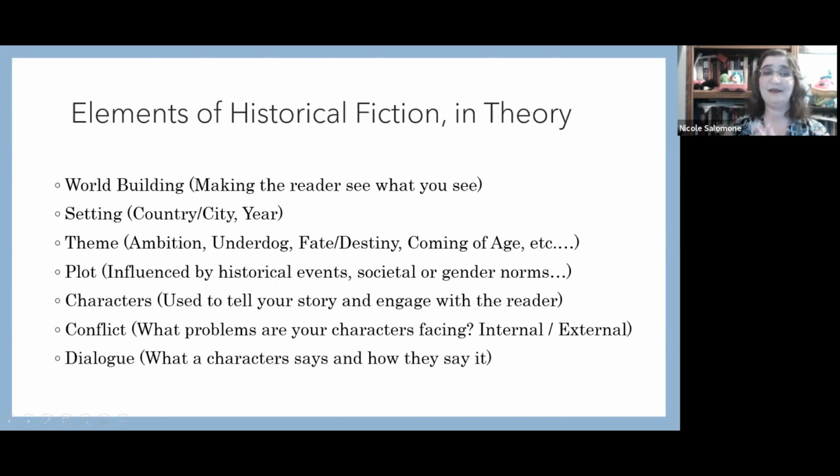So dialogue can be tricky. Just like we have different ways of speaking, different accents, different voices we use, characters should also have a specific way that they speak. Historically, people would speak in different languages altogether.